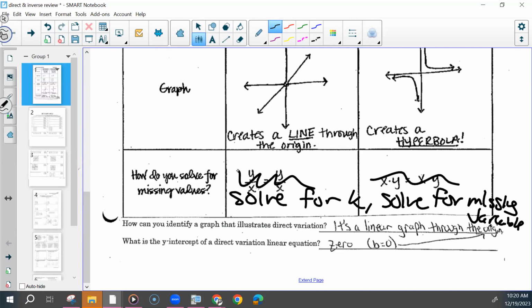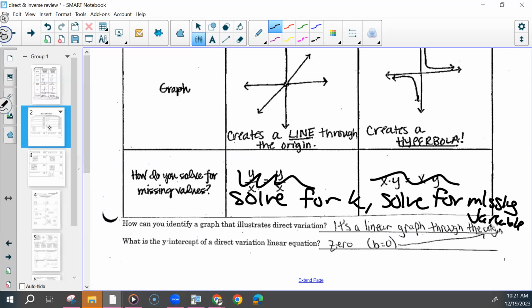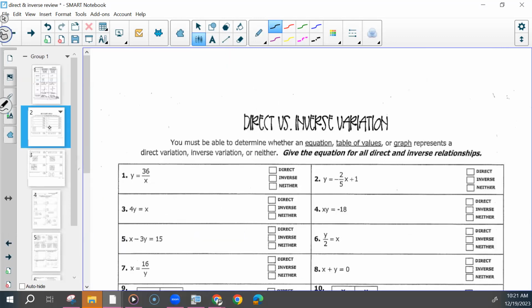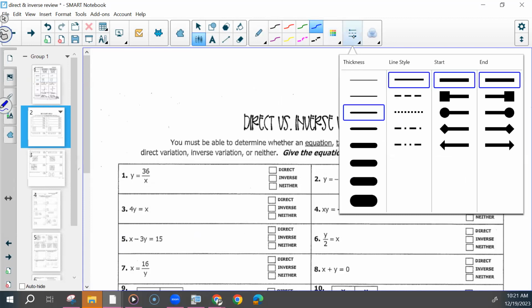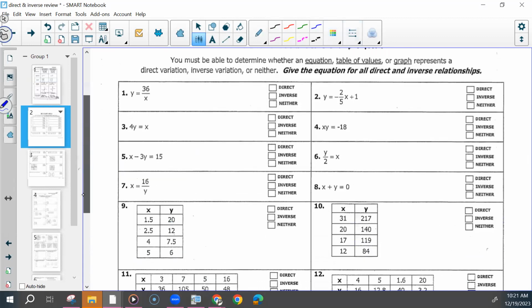And then the last two kind of go with the graph. Okay, flip over to the next page and find any questions you want to see me go over on that page. So we are trying to determine, are these direct, inverse, or neither? Jackson. Oh, it's gonna do 5 and 8. Any others from this page?